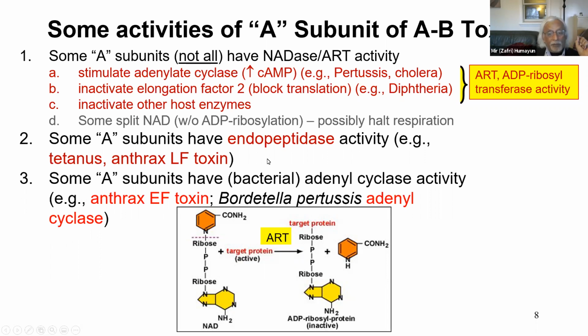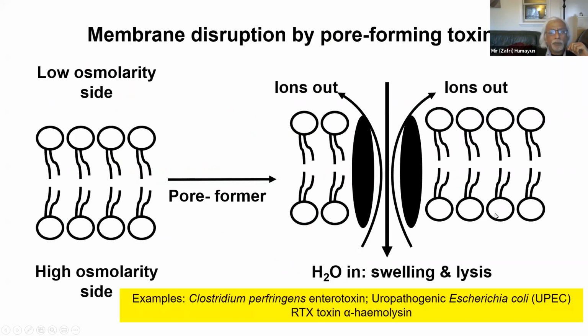Some A subunits have a different kind of activity, adenyl cyclase activity. Adenyl cyclase is an enzyme that converts ATP to cyclic AMP. For example, one of the anthrax toxins and a toxin produced by Bordetella pertussis have this kind of enzymatic activity, which is adenyl cyclase activity.